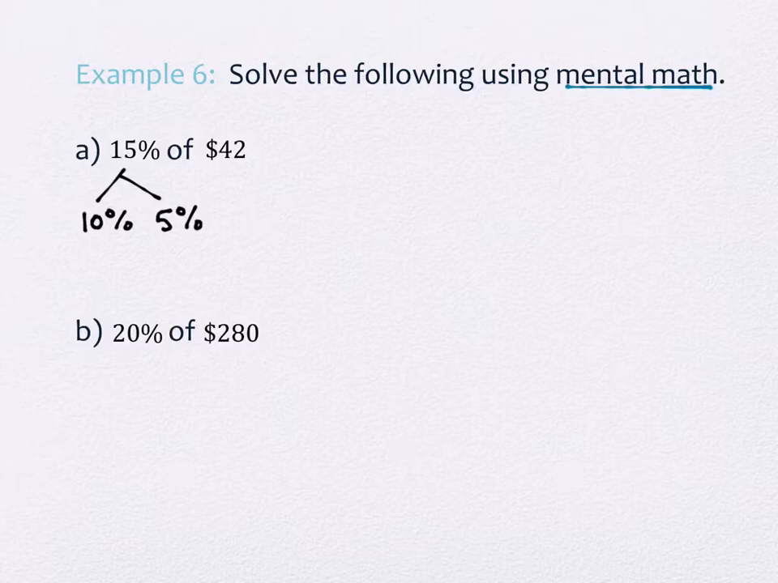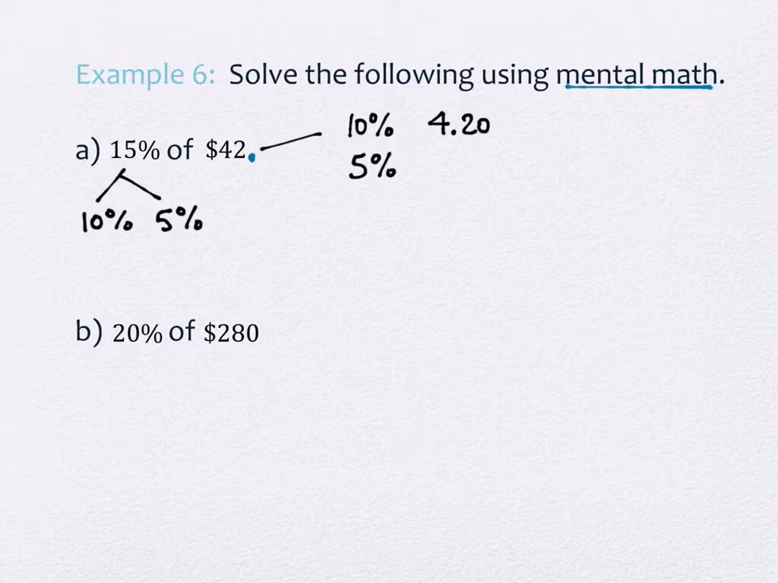But how do you find 10% of something? Yeah, you move the decimal over 1. So if we're dealing with the $42 and we're looking at the 10% part, we move the decimal place over 1. The decimal right now is understood to be after the 42. And if I move it over, what do I get? 420.